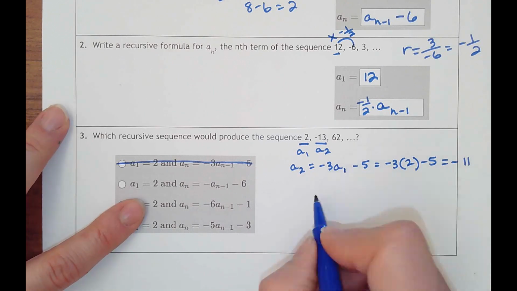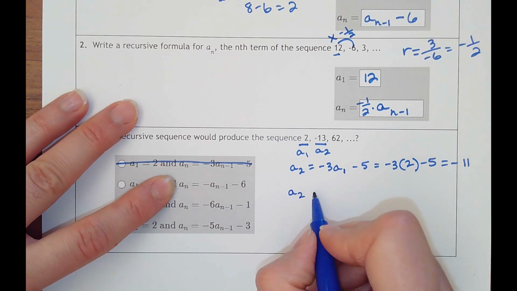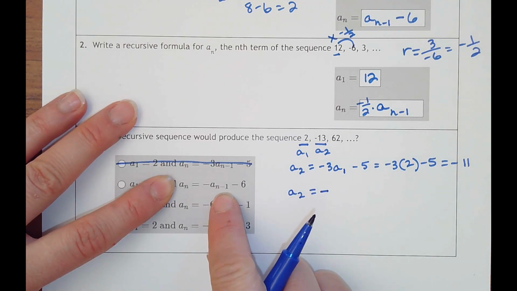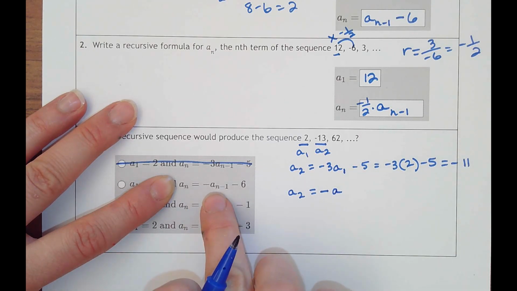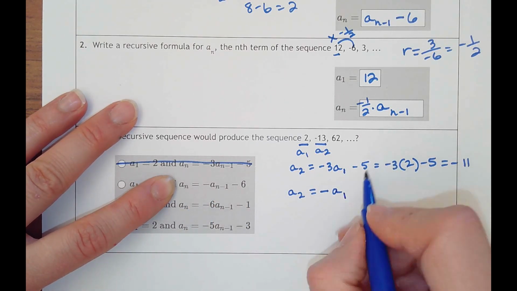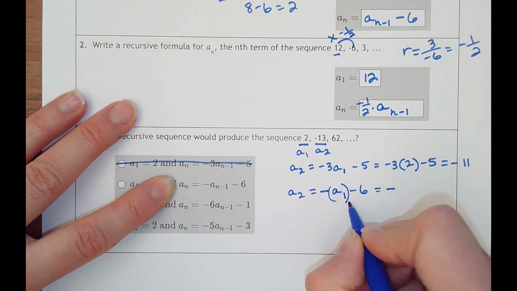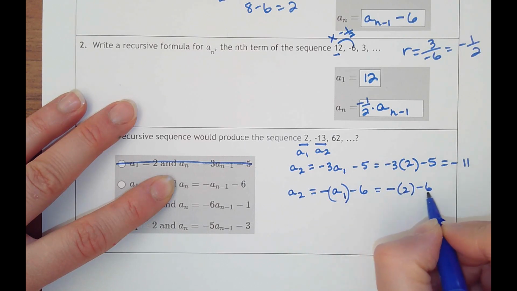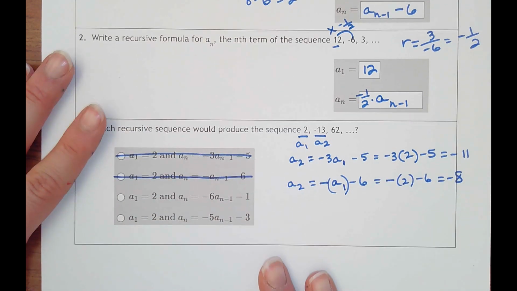Okay, try the next one. To find the second term using this formula, it would be negative times a sub n minus 1, so a sub 2 minus 1, which is the first term, minus 6. So the negative of the first term, which is 2, minus 6 would be negative 2 minus 6, which is negative 8. We also did not get what we're supposed to, so it's not that one.